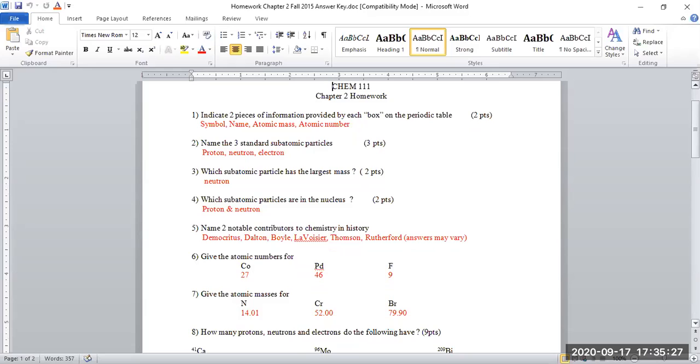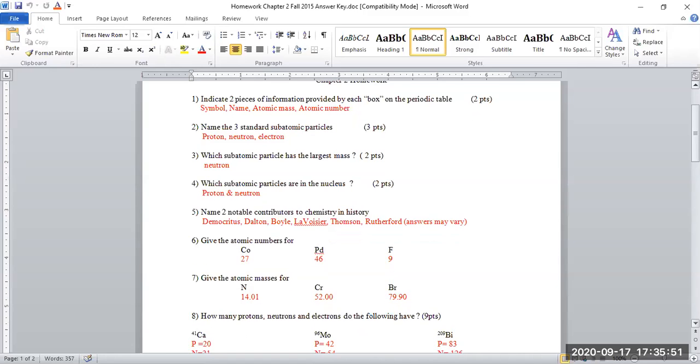3 standard subatomic particles, meaning smaller than an atom: proton, neutron, and electron. Which one's biggest? The neutron by a small amount. Remember that I have a goof in my notes that's correct in the textbook though. Which ones are in the nucleus? The protons and the neutrons, not the electrons, according to standard theory.